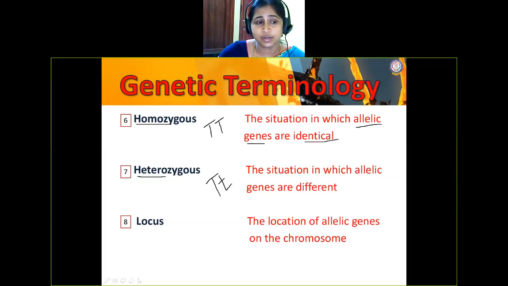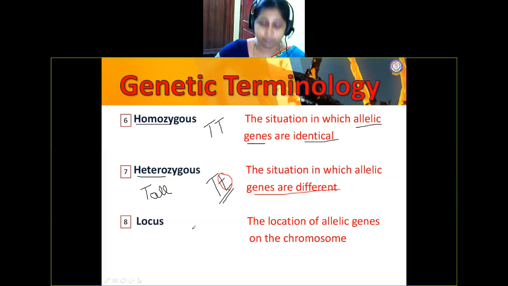So it is a genotype. Whenever I'm writing with a letter, it is a genotype. It is the genotype for tallness only. But here you can see two different letters, one small letter, another capital letter. When two different alleles are there, you call it heterozygous. Hetero, different. Homo, same. The situation in which allelic genes are different. Here they are identical.